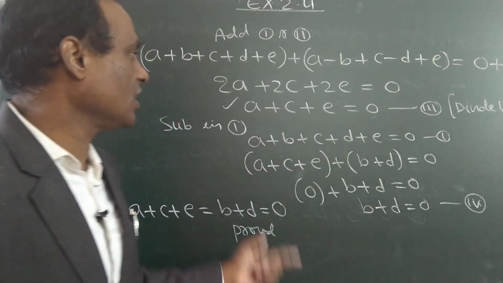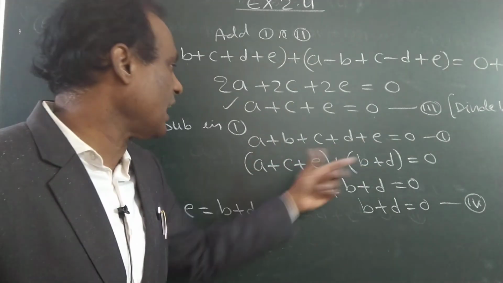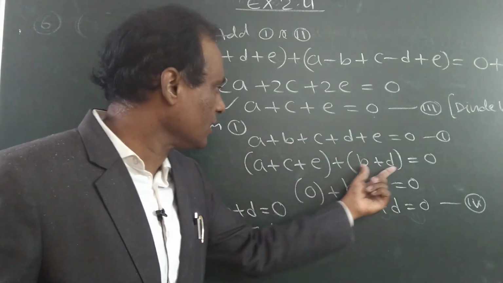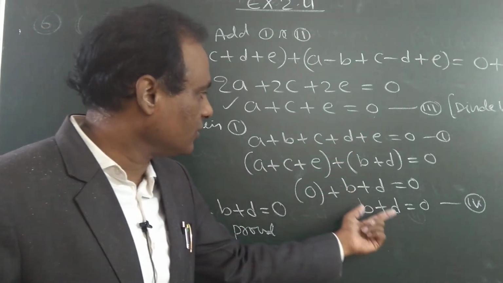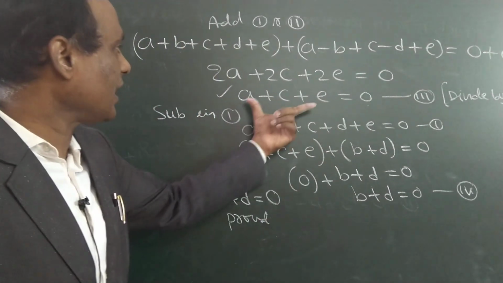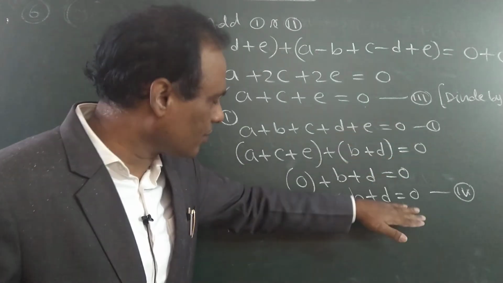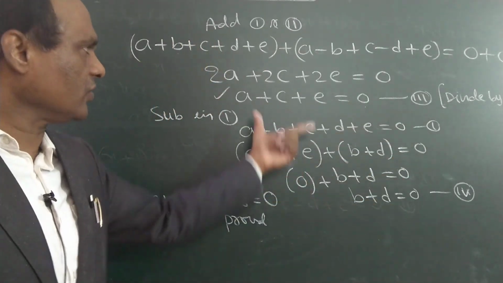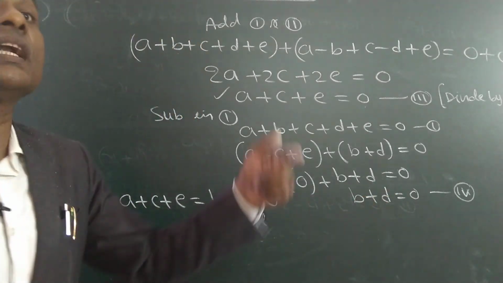Substitute this in the first equation. See the first equation, once check. A, C, E I wrote here, B and D here. A, C, E is 0, so B plus D is equal to 0. So that means A plus C plus E is 0, B plus D is also 0. Write both of them in the combined way: this is 0, this is 0, so this is equal to this is equal to 0. That is the required proof.